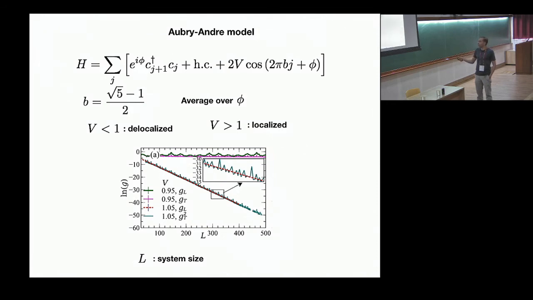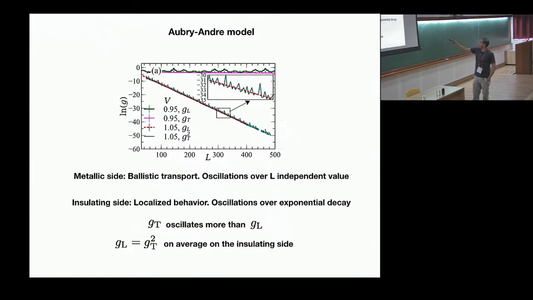In 1D, your conductance is independent of L, right? Whereas when V is greater than 1, you have the localized phase, and you can see that log G changes linearly with L, which is consistent with a localized phase. But what is interesting is that you have fluctuations in conductance as a function of system size. You have these peaks, okay? You see these peaks most pronounced in the Thouless conductance rather than in the Landauer conductance. It turns out that the Landauer and the Thouless conductance have a relation in this regime: one is the square of the other. But the main thing is that you have some structure in this conductance, as seen mainly in the Thouless conductance, as a function of system size. That is there in the inset.